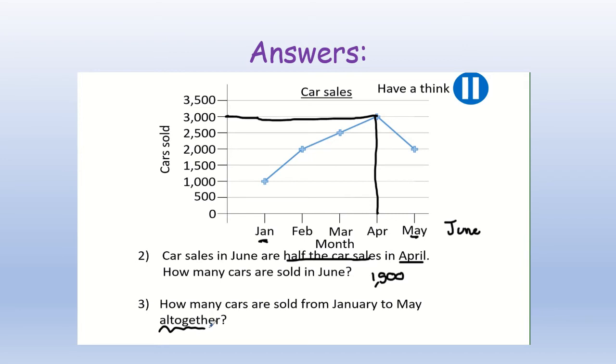Now, question 3 asks how many cars are sold from January to May altogether. The word altogether, if you look back to our vocabulary work, should tell you that you need to add. So in January, there were 1,000. In February, there were 2,000. In March, there were 2,500. In April, there were 3,000. And in May, we had 2,000 again.